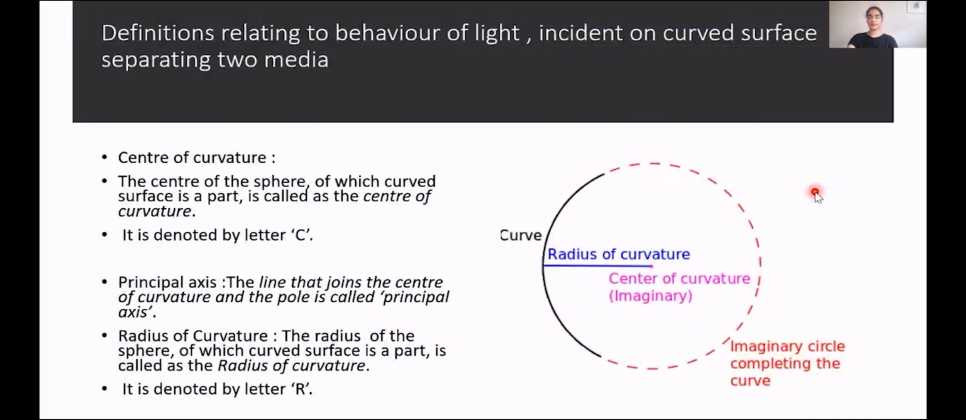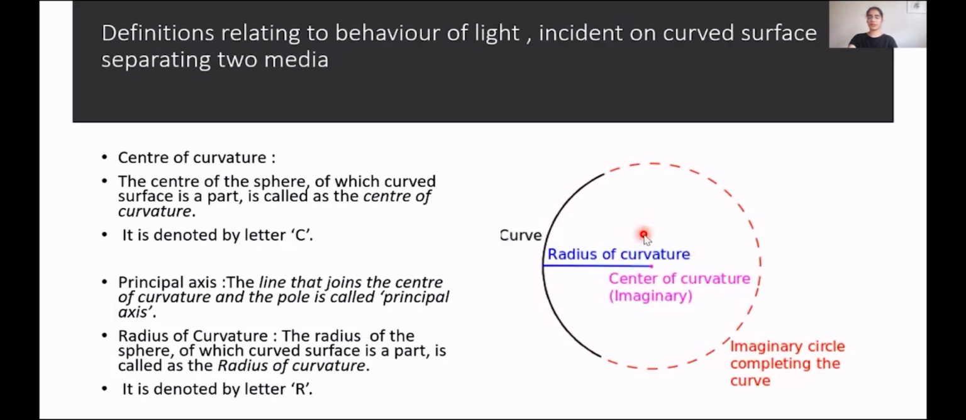Let us study some definitions relating to light that is incident on a curved surface which is separating two different media. So let's say this is your curved surface and here is one medium and here is another medium. This is your imaginary sphere, which is completing your circle. Here the speed of light is going to be different on the two sides. The center of the sphere of which this curved surface is a part is the center of curvature, and you know that it is denoted by letter C. Here also in this chapter we are going to use the same notation, denoted by the letter C.